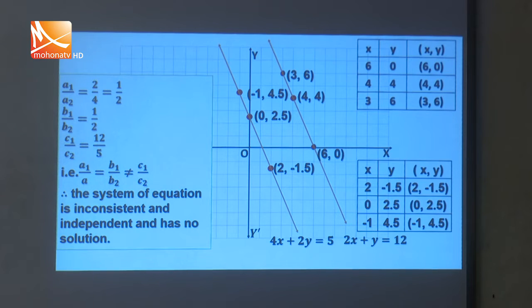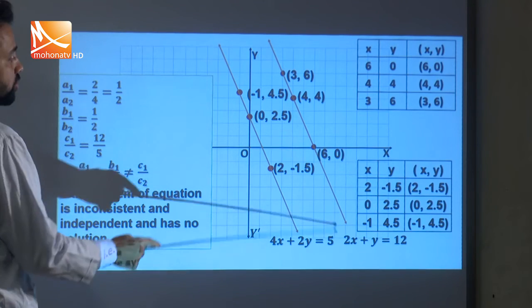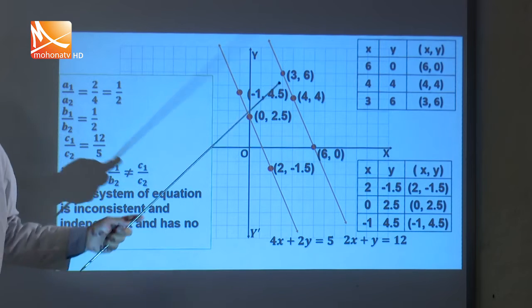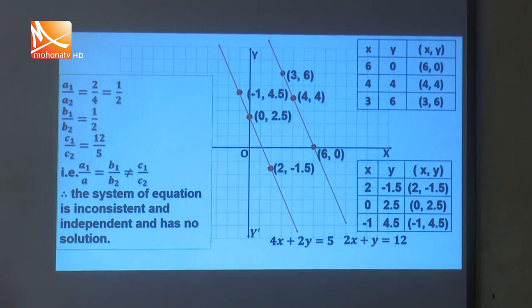Okay. So, if we observe carefully, the ratio of the x coefficients and the y coefficients are the same, but it is not equal to the ratio of the constant terms. Only in this condition, the two equations will not intersect each other. That is, we will not get any solution of these two equations. Solution means the intersecting point. Since the two equations do not intersect each other, there is no solution.